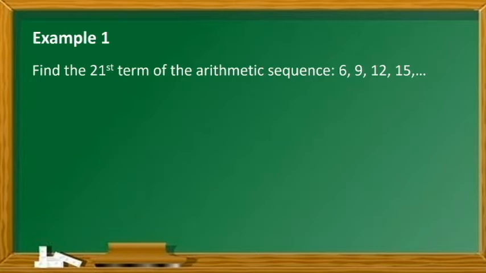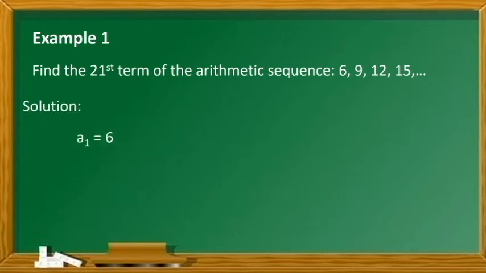So let's have this example number 1. Find the 21st term of the arithmetic sequence 6, 9, 12, 15, and ellipsis, which means this is an infinite sequence, but we are asked to find the 21st term. So, what are given for this solution?